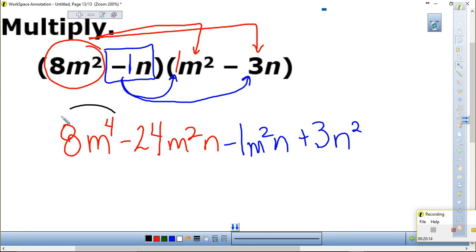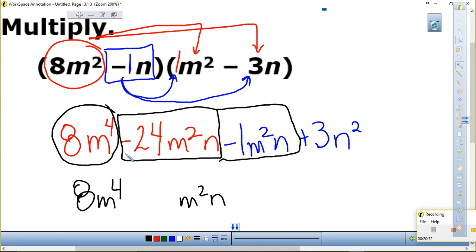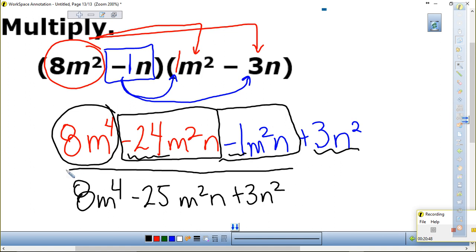Let's combine like terms. Are there any other m to the fourths? No, so we write 8m to the fourth. Box this one. Is there another m squared n? Yes, right here. So I write m squared n. Okay, so now we just focus on the coefficients. What is negative 24 minus 1? Negative 25. All right, and then you just bring down the positive 3n squared, and we're done.